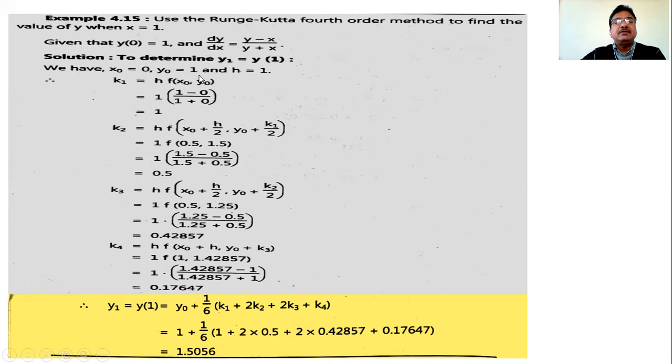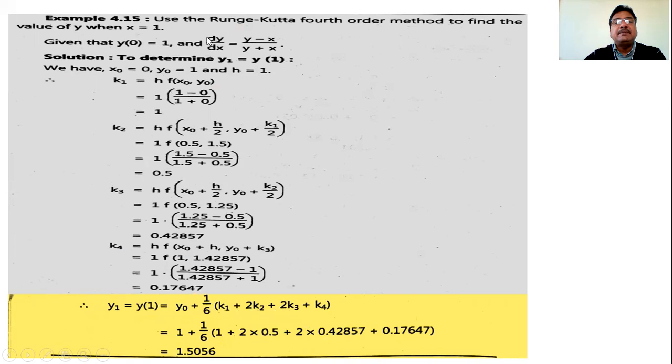So we determine without dividing, take h as 1. The value at 0 is given, and we have to find the value at 1. Then find k1, k2, k3, k4, and write the formula for y1 as y0 plus 1 by 6 in bracket k1 plus 2 k2 plus 2 k3 plus k4, and substitute the values.